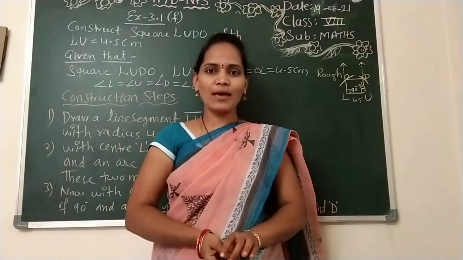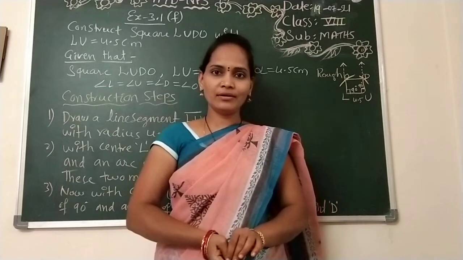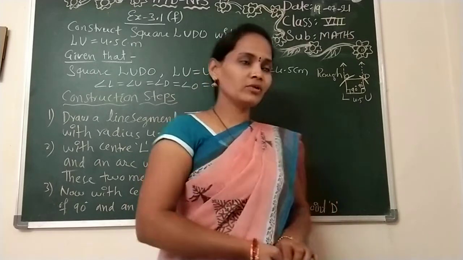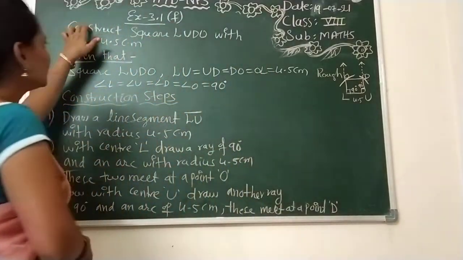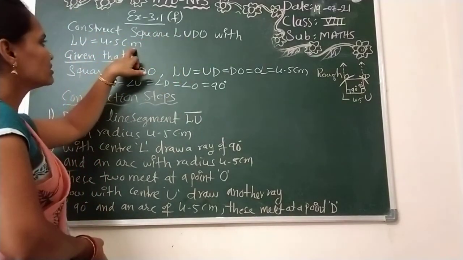In this video, I am going to explain exercise 3.1 of 8th class construction of quadrilaterals. In that exercise 3.1, I am going to explain the F bit. It is given: construct a square LUDO with LU 4.5 centimeters.